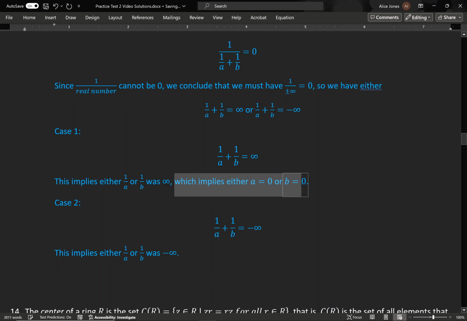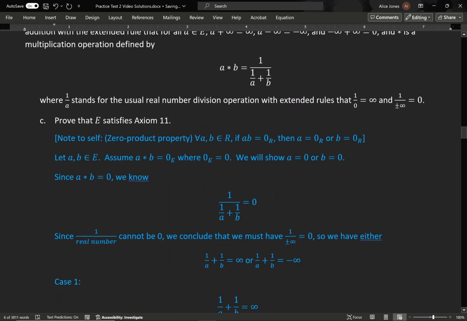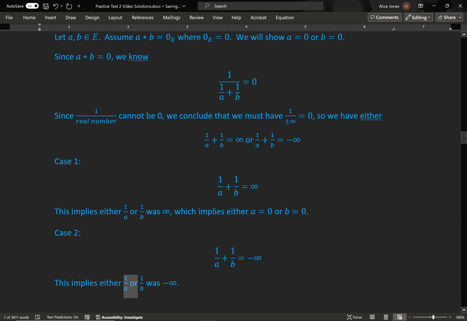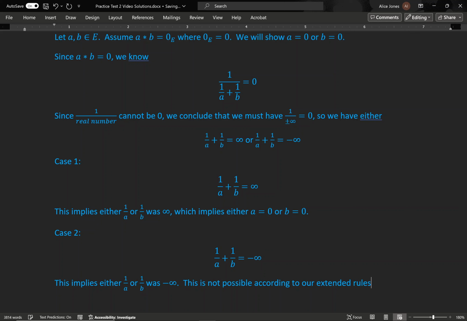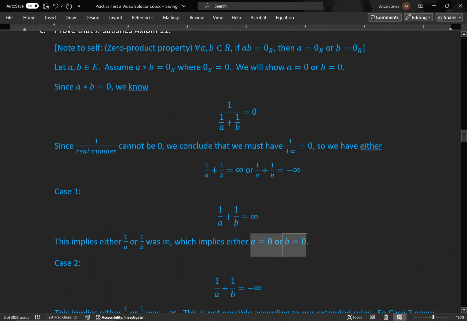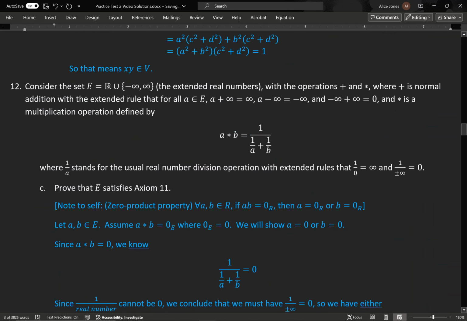And the same thing is true down here. Actually, you know what? For the second case, I think we don't even have a way for that to happen, because we've never defined anything 1 over coming out to be negative infinity. So this one is just straight up not possible under our extended rules. Basically case 2 just never happens, so we don't have to worry about it. All right, and that's it. So we got that A or B is 0. That's what we were trying to show, so we are done. I don't know, these extended rules are kind of fun.